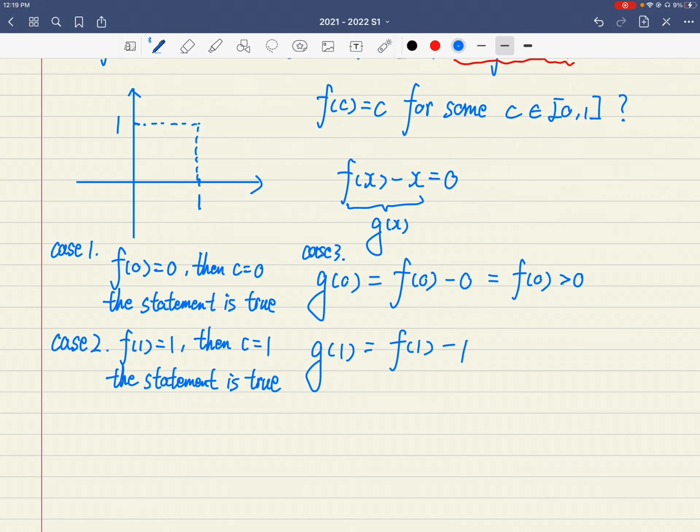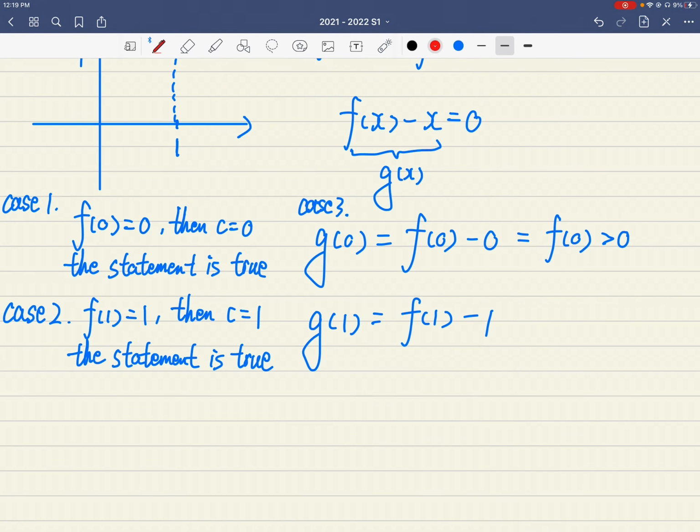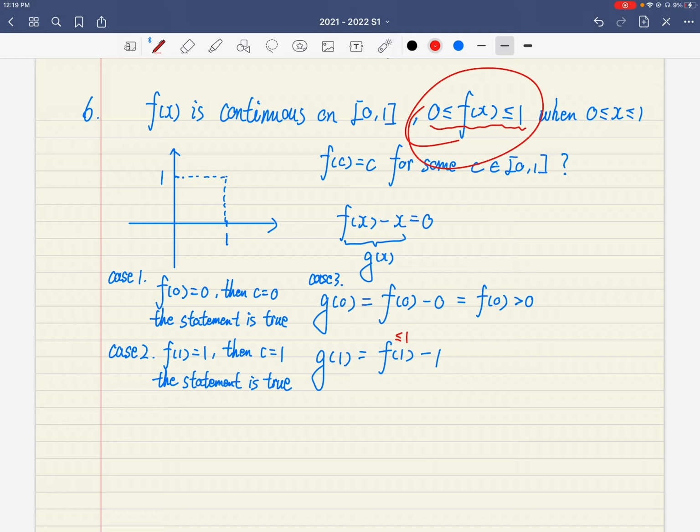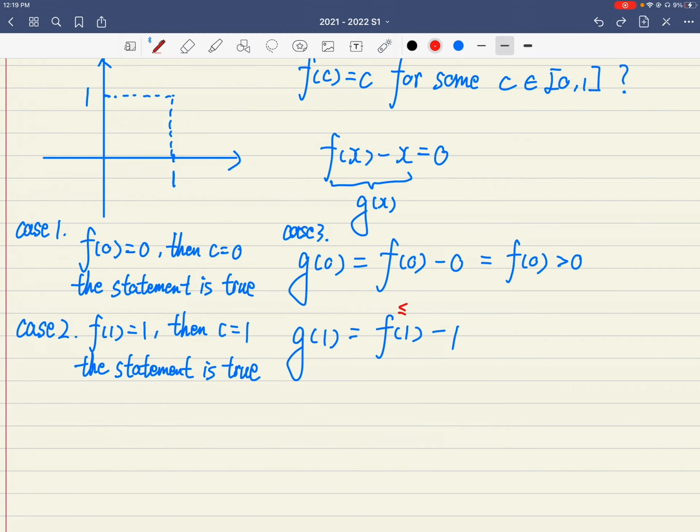Otherwise, when f(1) is not 1, you can see originally f(1) is smaller than or equal to 1. Why? Because again, f(x) is between 0 and 1. But if f(1) equal to 1 is excluded, then f(1) is just smaller than 1. So minus 1, it will be smaller than 0.